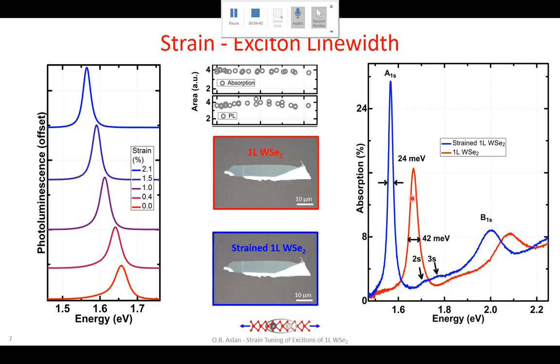And if you simply look at the images of a standard tungsten diselenide and compare it to the strained tungsten diselenide, it's impossible to notice any difference, yet they have such different optical properties.